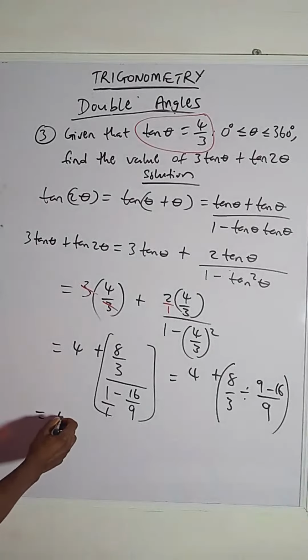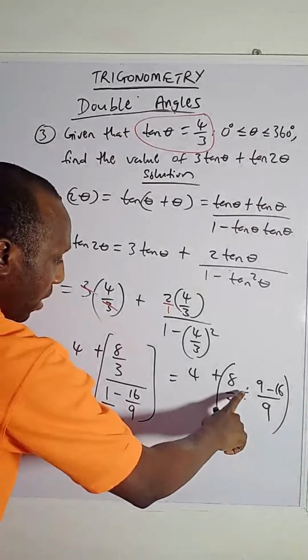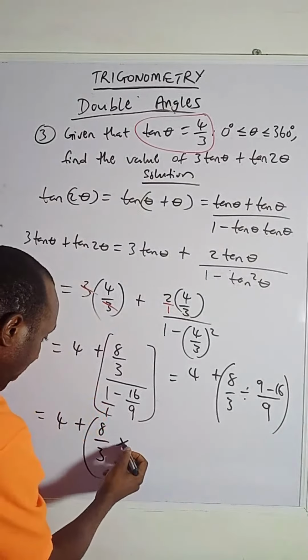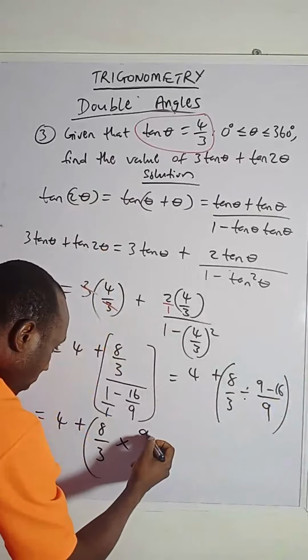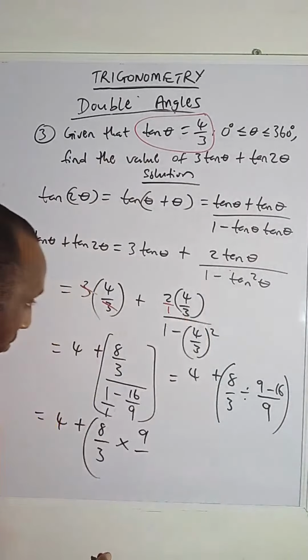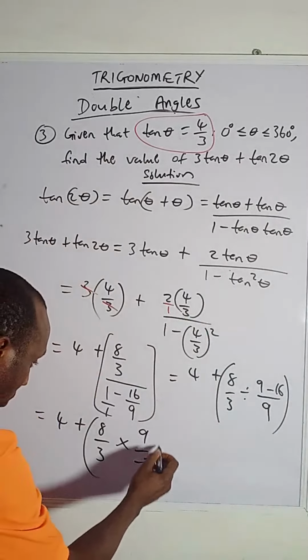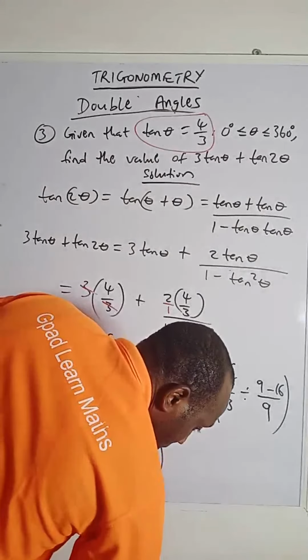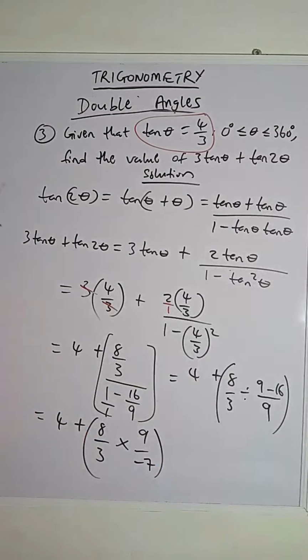So this is equal to 4 plus 8 over 3. Change this division to multiplication. This 9 goes up. And what's 9 minus 16? That's minus 7. All right? Minus 7. So you have it here. I hope this is clear. Any question? If you have any question, let me know.